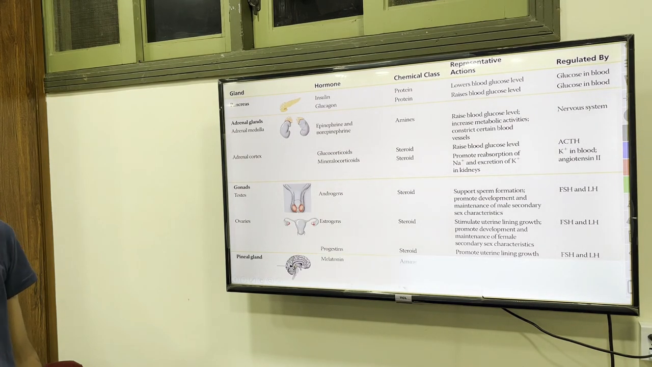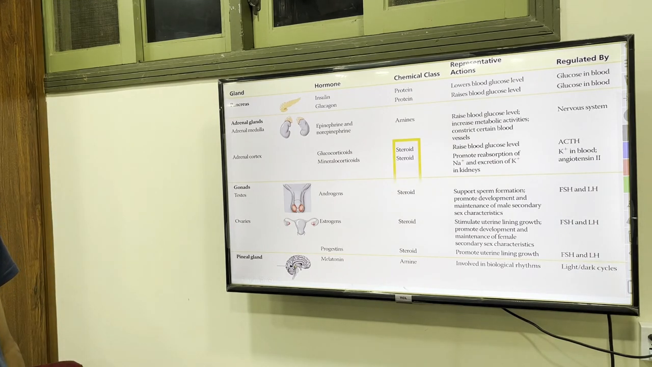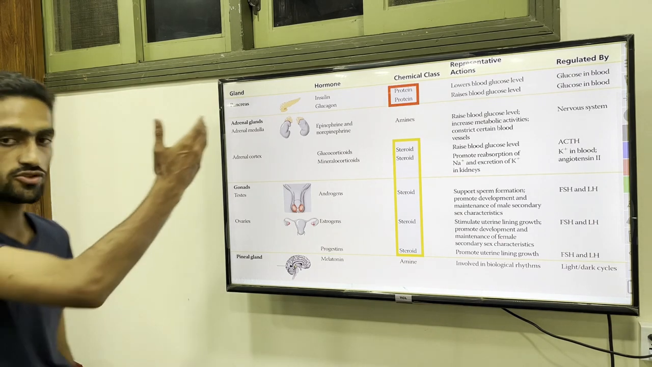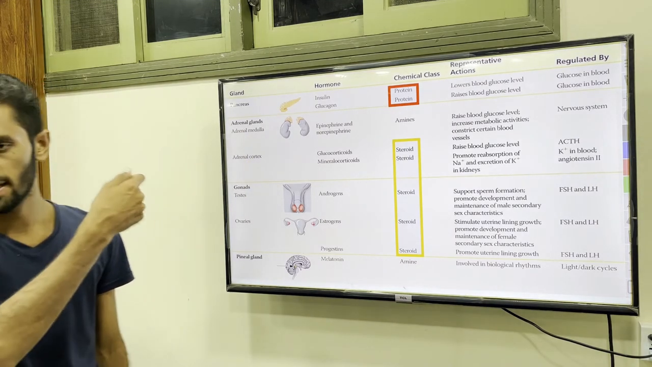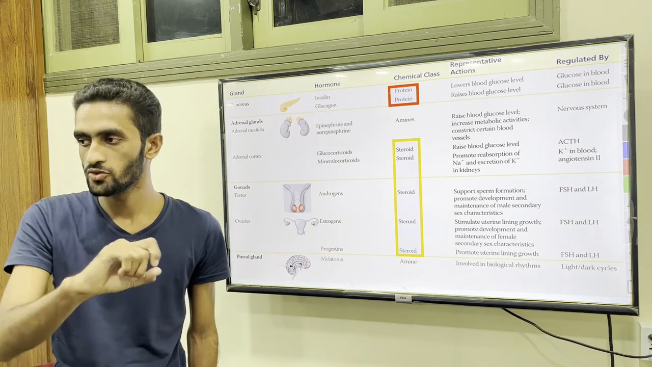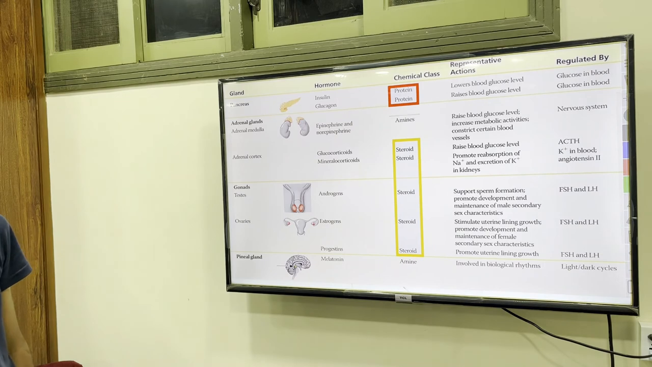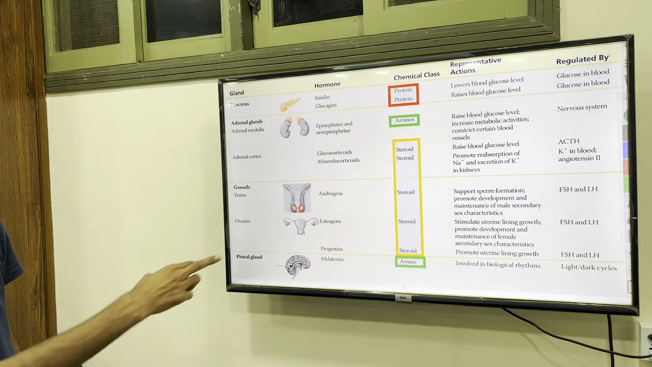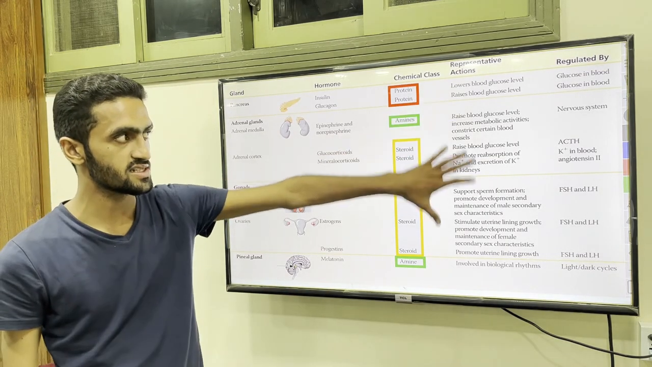If you look at the testes, ovaries, gonads, their hormones are steroid type. And insulin and glucagon, I think glucagon was not mentioned in VAP COMA, so you can understand that insulin and glucagon are both peptide in nature. And melatonin is amine in nature. So this is a summary of all the functions and the table.